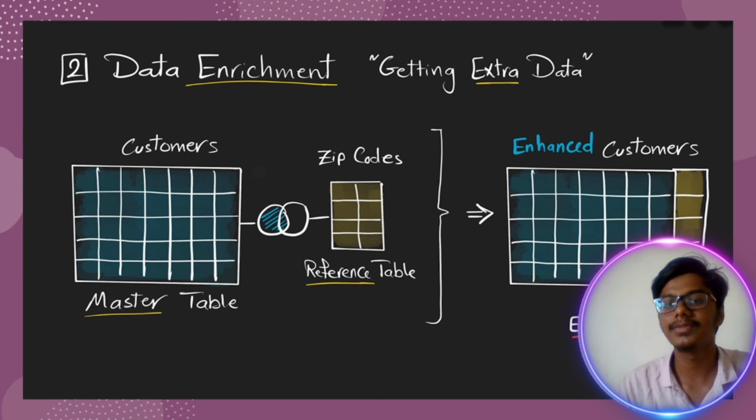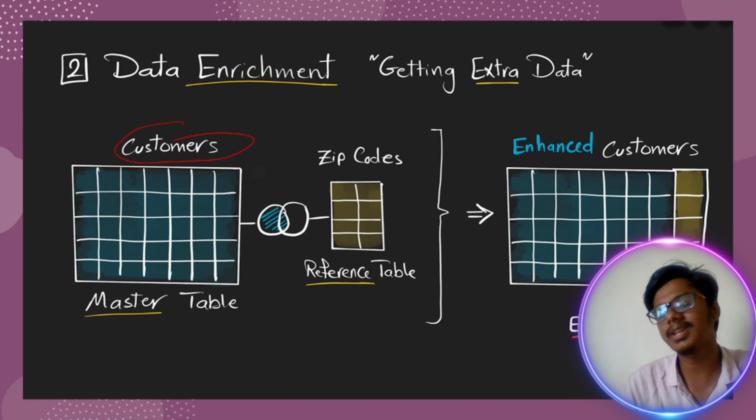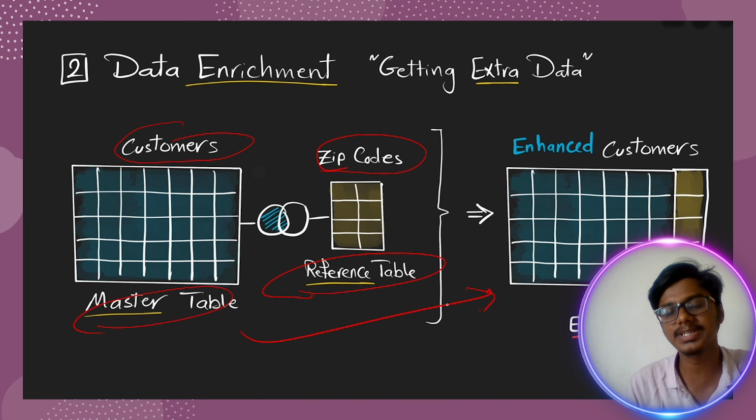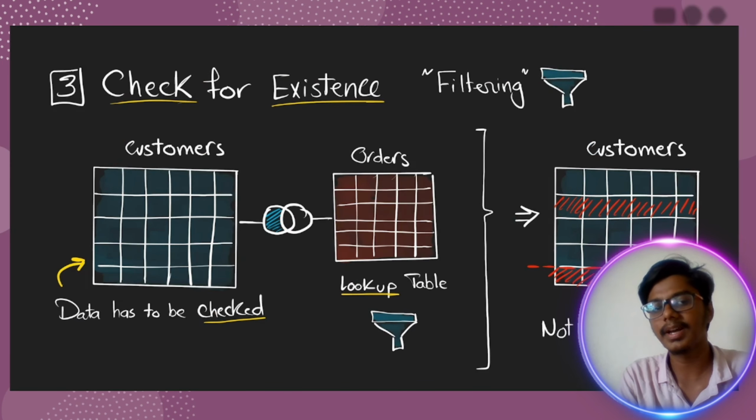Getting extra data: some information is available in the customers table, and some information is available in another table. So we want to get some extra information. These are the master table, and this is my reference table. We want to get some extra information. That's also possible with joins. So that's why we are going to combine.